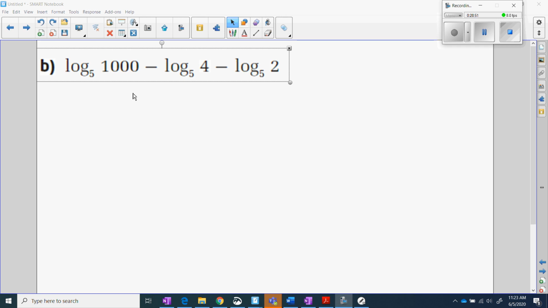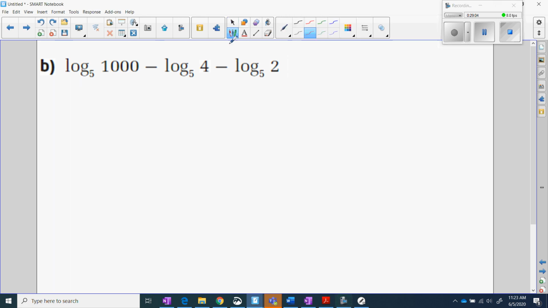So what I notice here is 2 of them have subtracted. Well, before that, I notice they're all base 5, and it's logs added and subtracted. No coefficients, so I'm not going to deal with that. I'm just going to write this as a single log of 1,000 over, because these are both subtract, they're both going to go to the denominator. That's 6, that's 0. And the base here is 5. So this is 1,000 divided by 8. And 1,000 divided by 8 is 125.